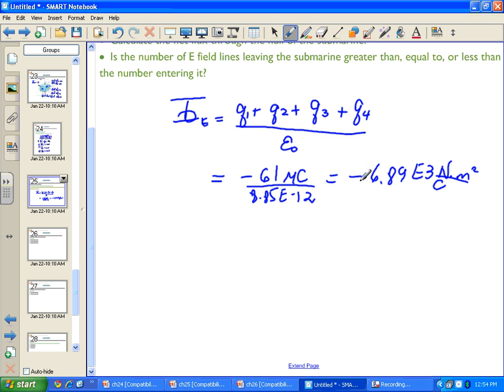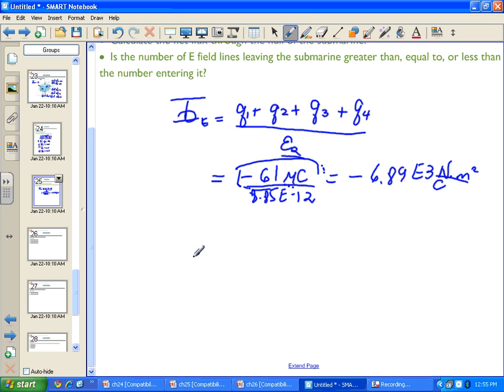So what does this mean to have a negative flux? Well, it means that when we take into account all the positive charges added to all the negative charges, we are left with a net quantity of negative charge. And therefore, there are more lines that come in through the submarine than go out, and therefore our flux is negative, and that is reflected by the sign.